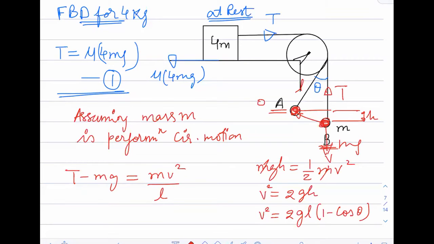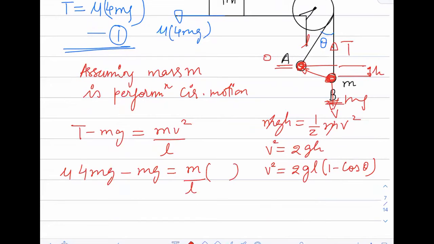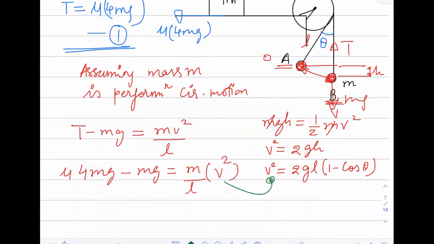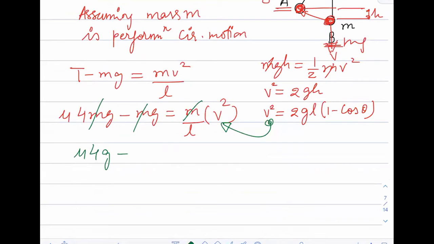Now I have the tension value from equation 1. I'll substitute, that is mu 4mg minus mg is equal to m by L into v square, and the v square value I substitute from here. So mg is here, m gets cancelled. So I'm having here mu 4g minus g is equal to the v square value, which will be what?